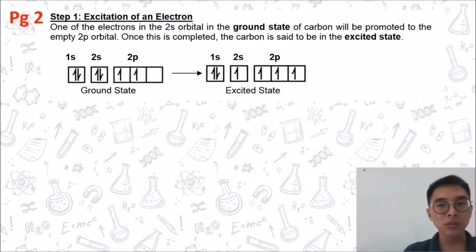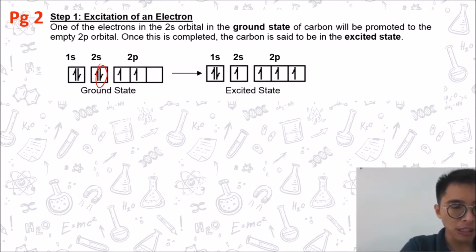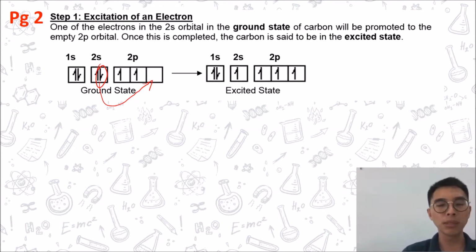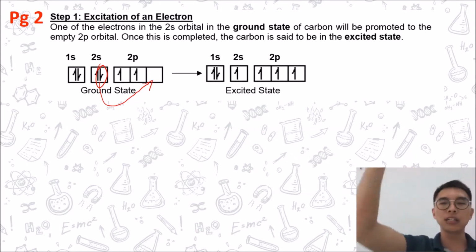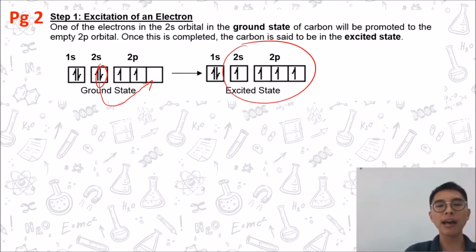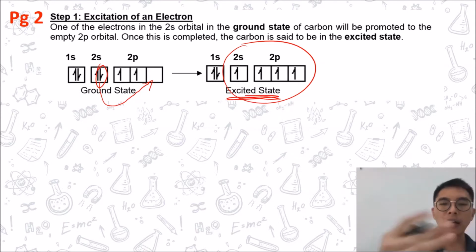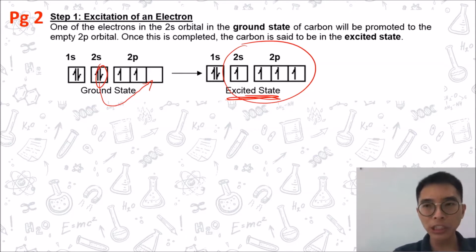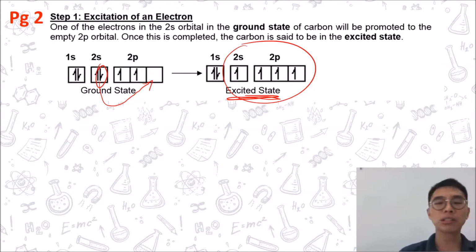In order to form 4 bonds, I need to excite my electrons. I'm going to excite one of these electrons in the 2s orbital up to the 2p orbitals. You know that 2s is lower in energy than the 2p, so I need to excite it. Once I excite it, what do you realize? I have 4 unpaired electrons. This is the excited state carbon. I now have 4 unpaired electrons, which means potentially this allows me to form 4 bonds.